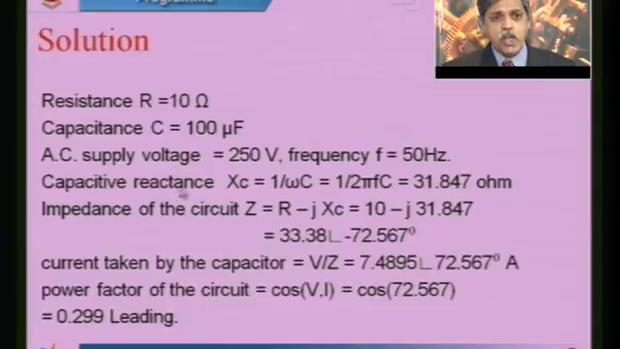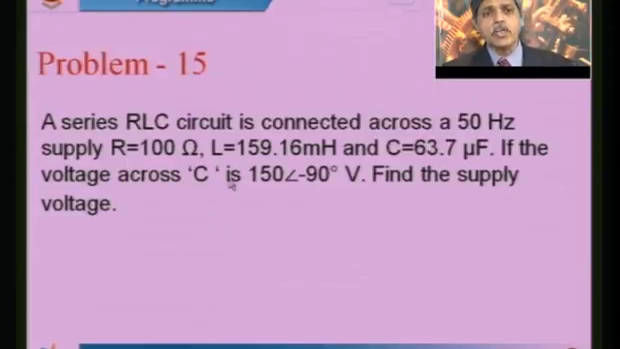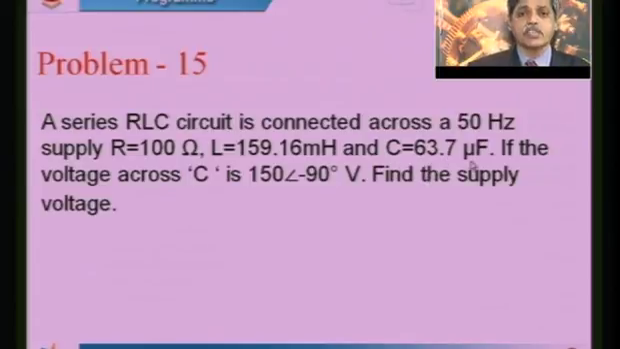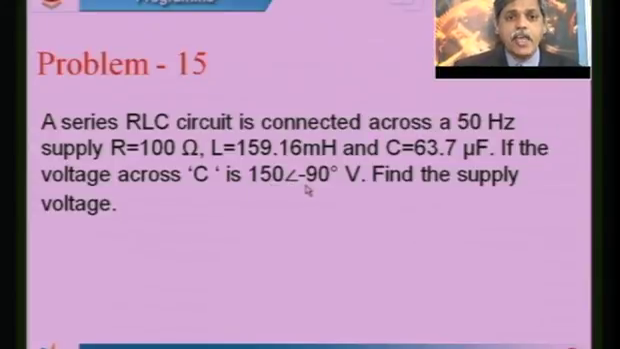The solution is provided here, and you can see it on the screen. If you go through the solution, you can make out the steps I used to solve this problem. Now coming to this one, it is a series RLC circuit connected across a 50 hertz supply. R is equal to 100 ohms, L is equal to 159.16 millihenries and the capacitance C is equal to 63.7 microfarads. If the voltage across C is 150 at an angle of minus 90 degrees volts, find the supply voltage.